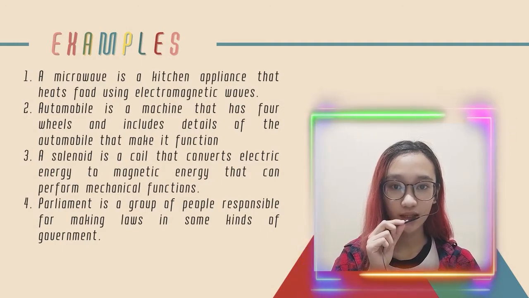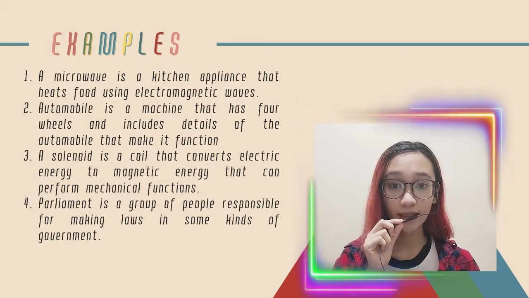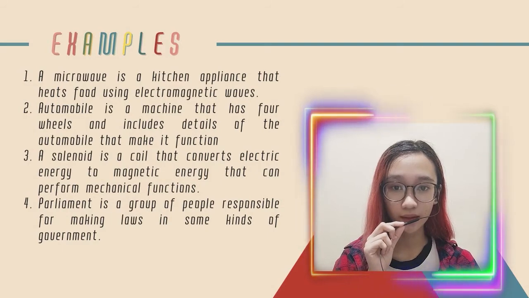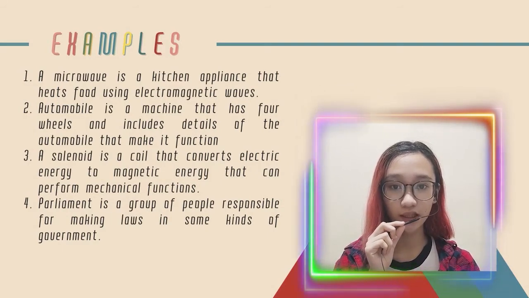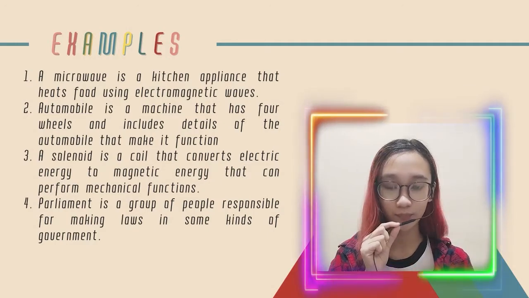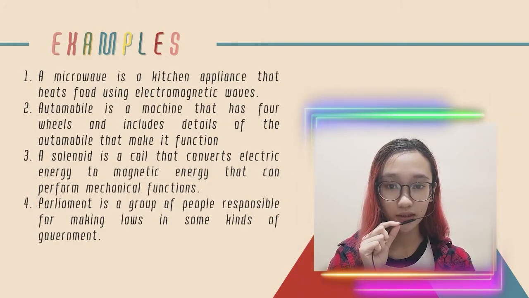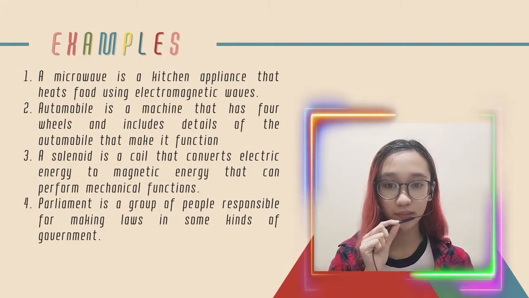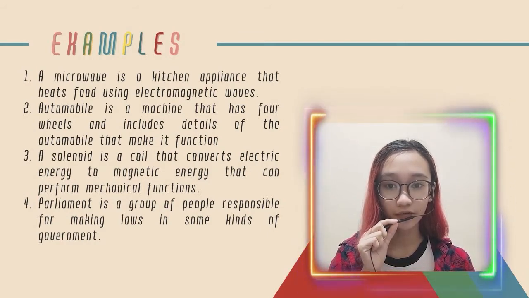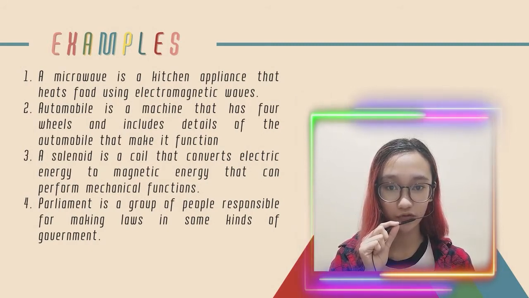Number 2. Automobile is a machine that has 4 wheels and includes details of the automobile that make it function. Again, it follows the NCD pattern. Our name is automobile, machine is the class, and 4 wheels and includes details define the characteristics of an automobile. For the last two, number 4. Solenoid is a coil that converts electric energy to magnetic energy that can perform mechanical functions. Number 5. Parliament is a group of people responsible for making laws in some kind of government.